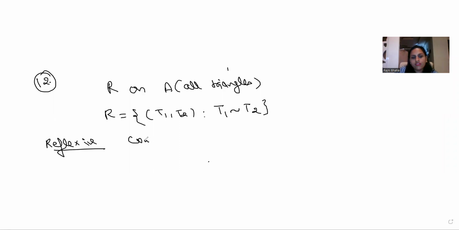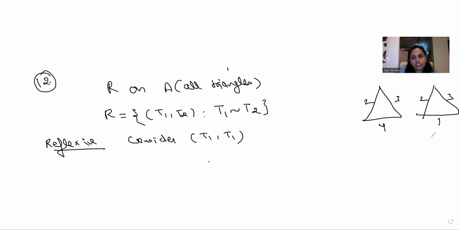So for reflexive, we are going to write consider T1, T1. Now suppose the triangle T1 has the side 2, 3, 4. Triangle T1 also has the side 2, 3, 4. So 2 upon 2, 3 upon 3, 4 upon 4. They are all equal to 1. So the sides are proportional. So we are not going to explain this.